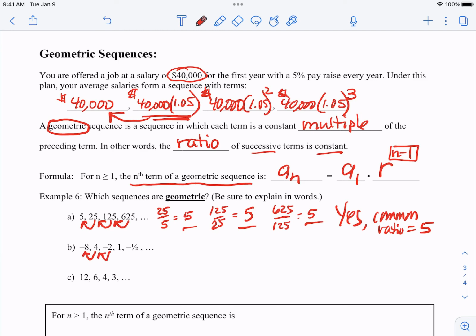All right, so do the same thing here. Take the next term divided by the previous term, next term divided by the previous term, next term divided by the previous term. If you do that every single time, you'll find out that there is a common ratio and it's -1/2. So that also is a big yes.